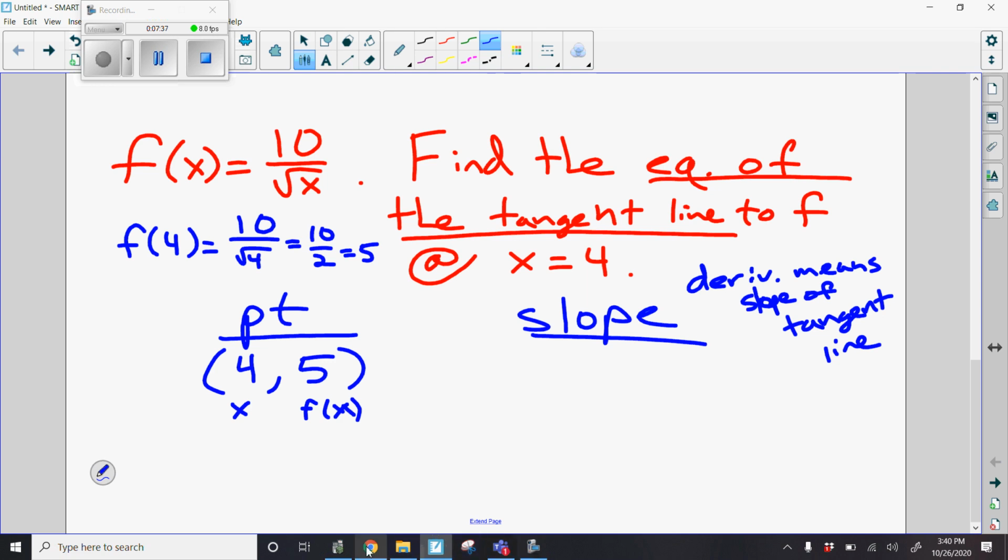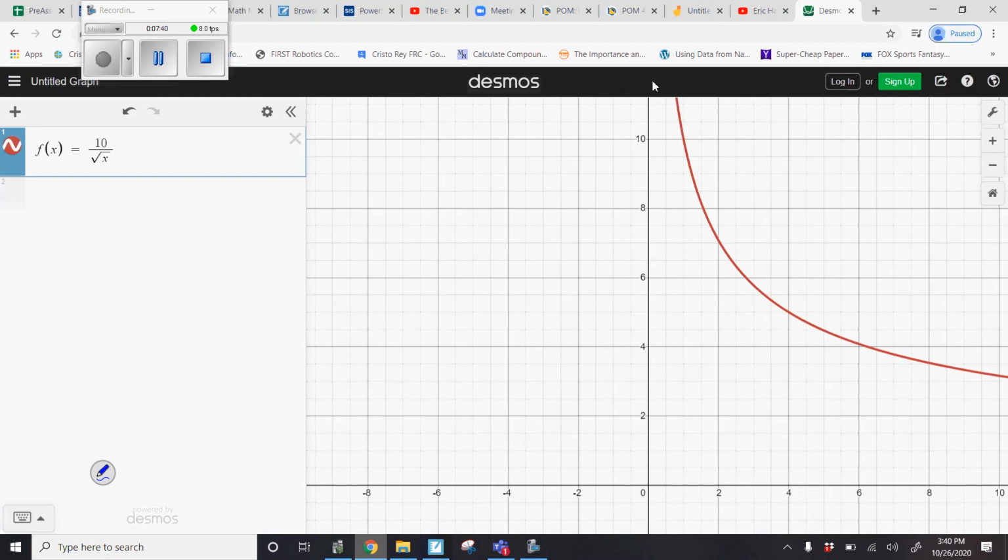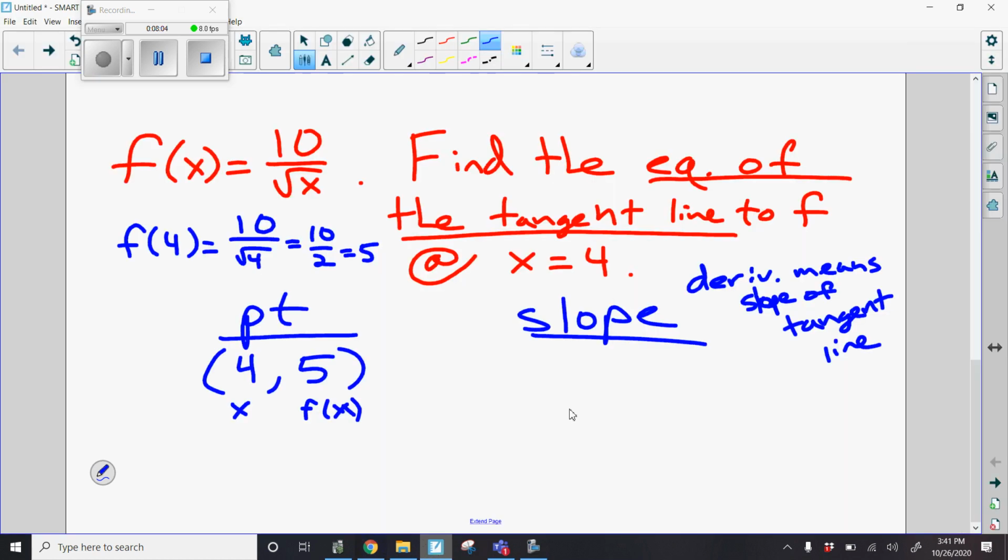When I go back to that graph there, I see really steep tangent lines as I get closer to 0. I'm going to see flatter ones as I get bigger x values, right? They all appear to be negative. Okay, but I want to know the slope of the tangent line specifically right here at x equals 4. So what I'm going to have to do to find the slope of the tangent line is figure out what the derivative f prime of 4 is.